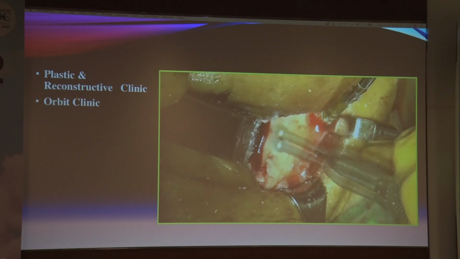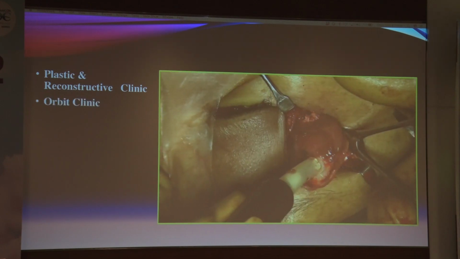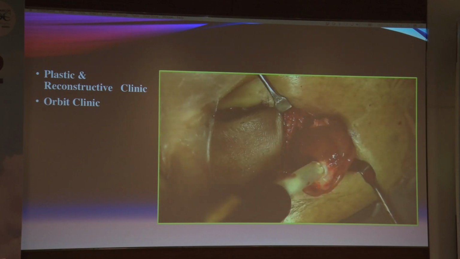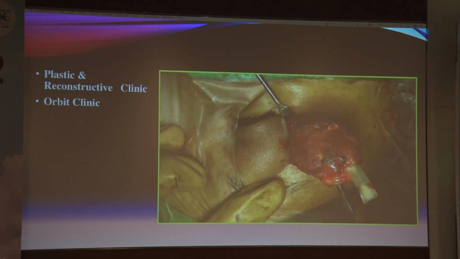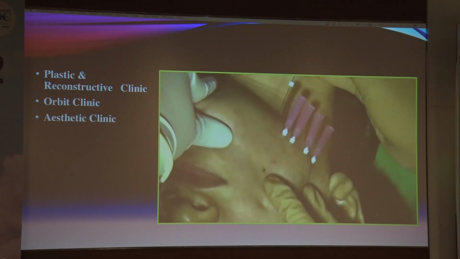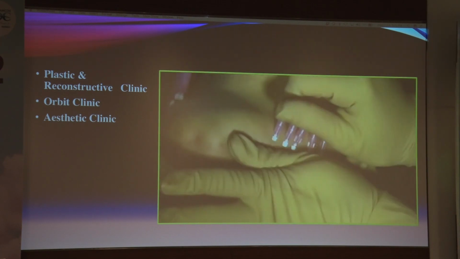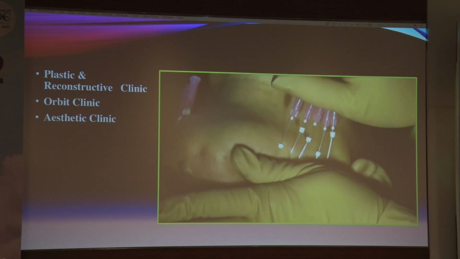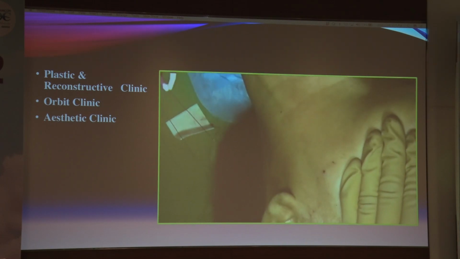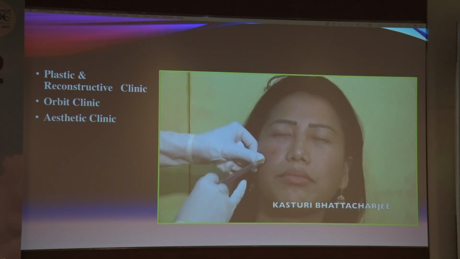We need to have an orbit clinic where we do different types of decompression, take up different types of tumors, and do different types of orbitotomy. We need to work in a proper aesthetic clinic where you need to do botulinum toxin, different types of surgery, the threads, the mono threads, the twin threads, and above all the filler procedure.